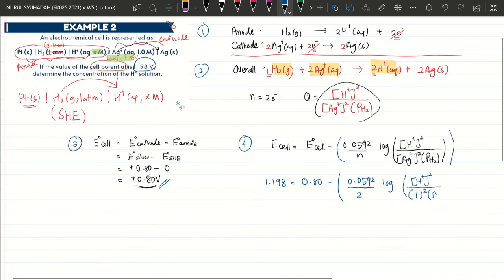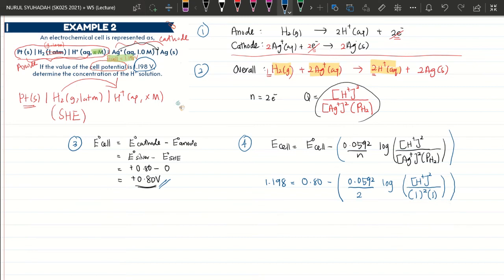So 1. Okay, and then close our bracket. Okay, so calculate by using your calculator. So I write down these steps over here. You can try it on your own.